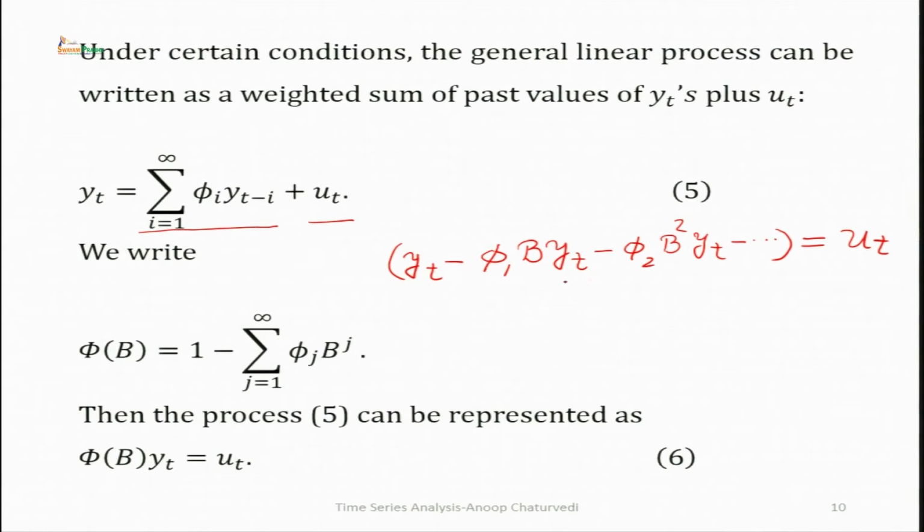And then you can write this term as (1 minus phi 1 B minus phi 2 B squared minus ...) y t equal to u t. Then suppose we write capital phi B equal to 1 minus phi 1 B minus phi 2 B squared minus ... Then you can write the process in this form, capital phi B y t equal to u t.